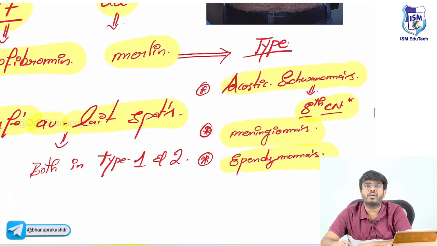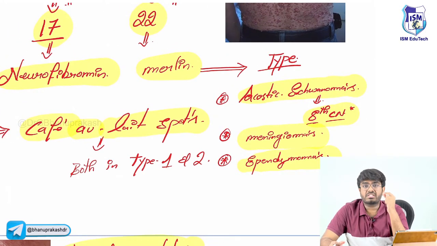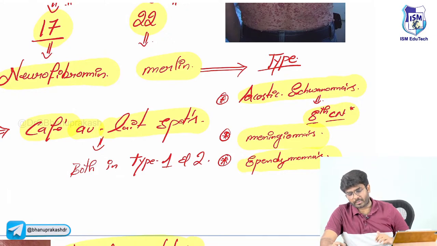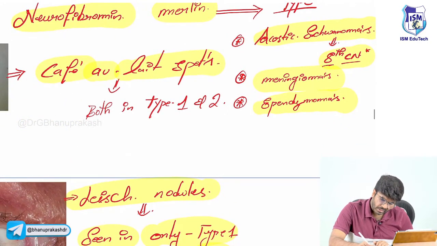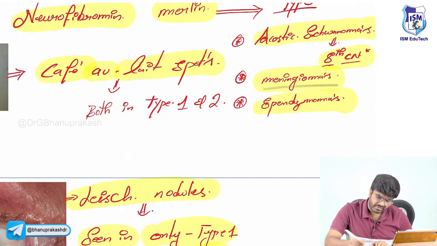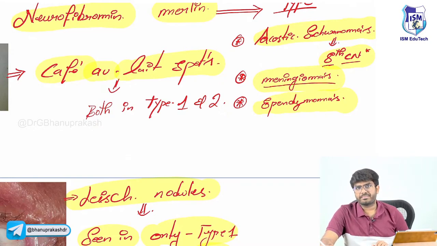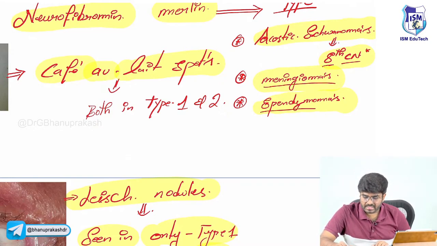Why all these problems? Because the neurofibromatosis type 2 gene, which is present on chromosome number 22, is mutated. Because of that, the Merlin protein is defective. When the Merlin protein is affected, it causes neurofibromatosis type 2. One important point regarding meningiomas: what bodies will you see? Psammoma bodies are seen.